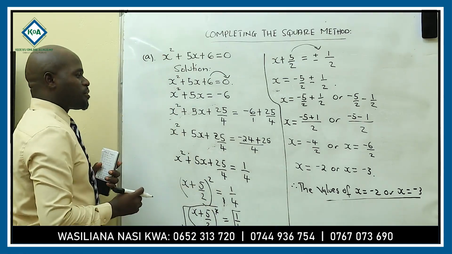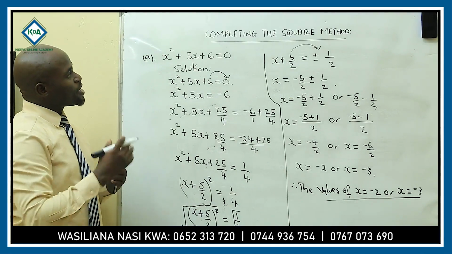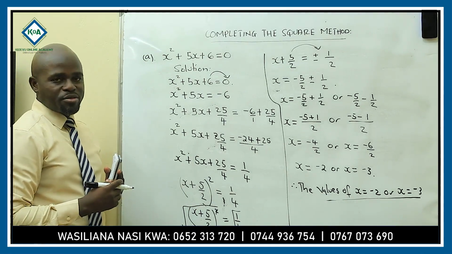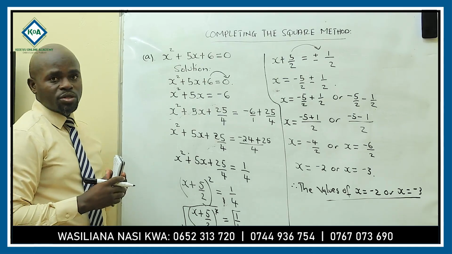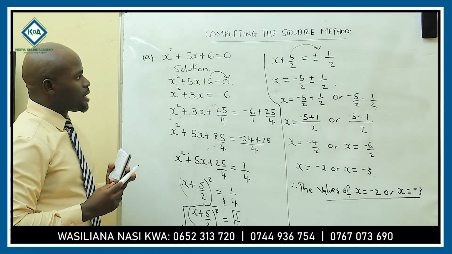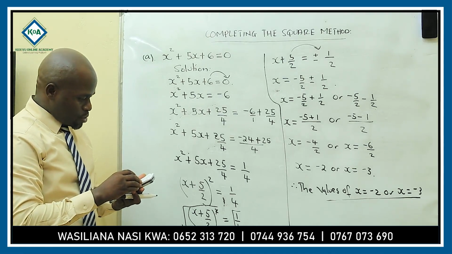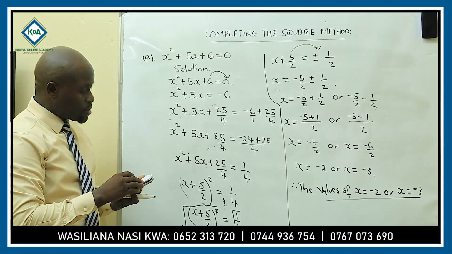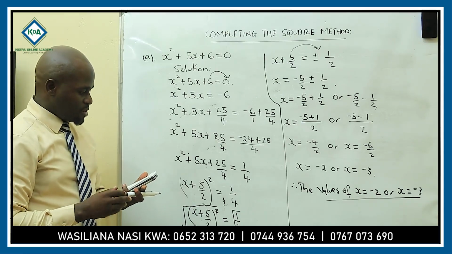So this is how we can find the solution of quadratic equations by using the completing the square method. It is very, very easy, but it needs maximum concentration. So this is example number 1A. Let's move to the second example to see how we can solve again these quadratic equations by using the completing the square method.